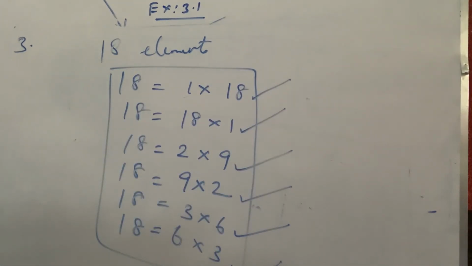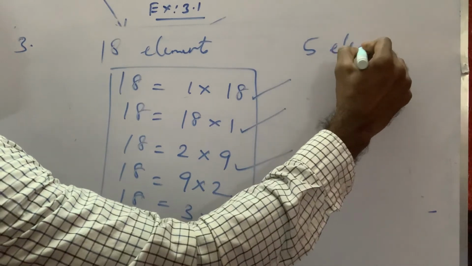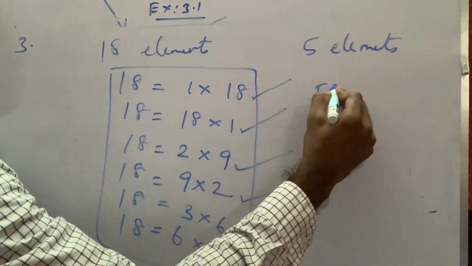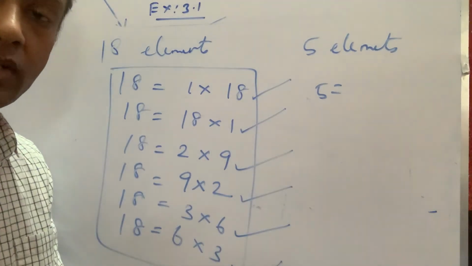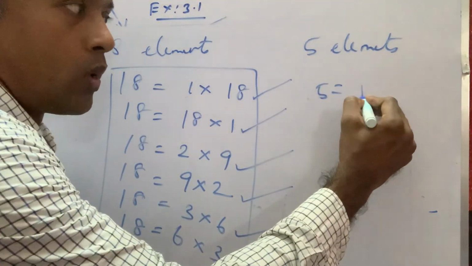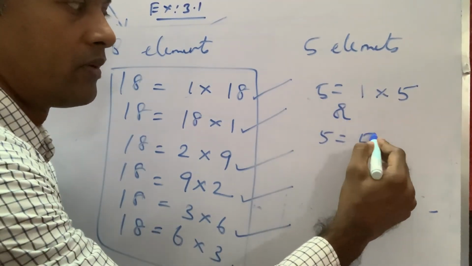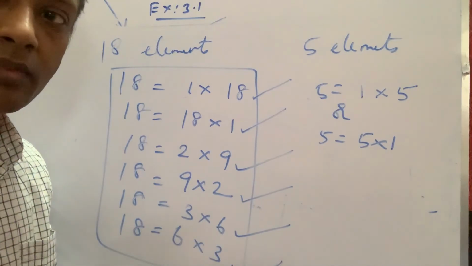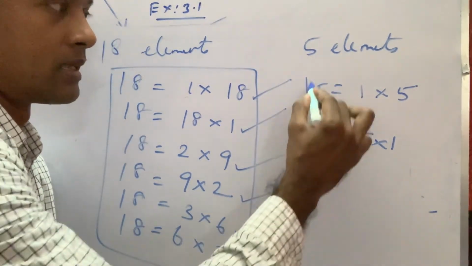These are the possible orders of the matrix. And what about the next one? Let's see, what if it has 5 elements? What are the possible orders, guys? Correct. So it can have 1 row and 5 columns, or it can have 5 rows and 1 column, right? Very good. Excellent.